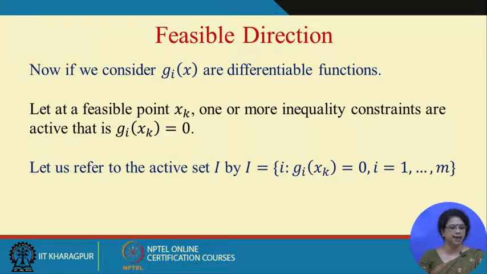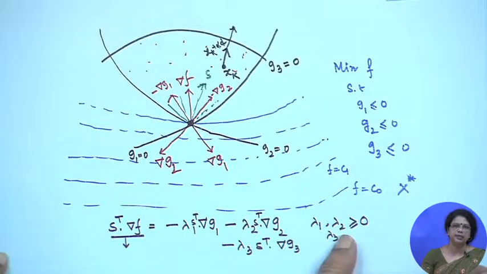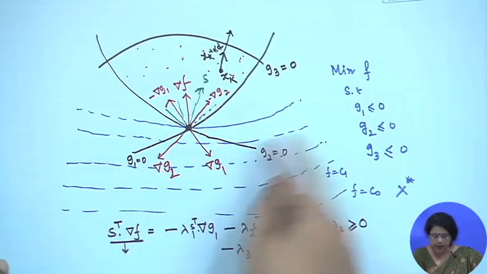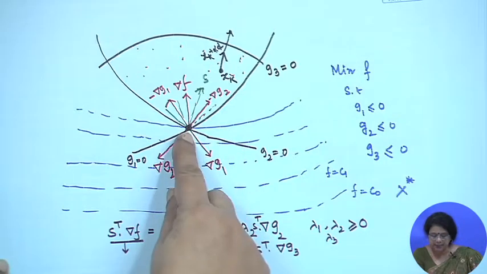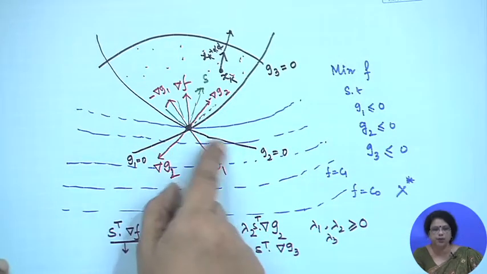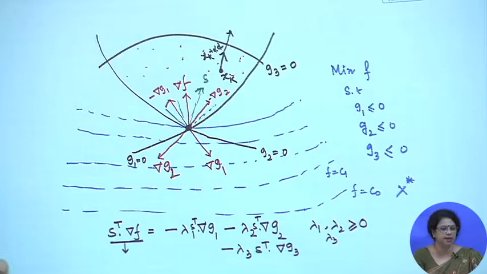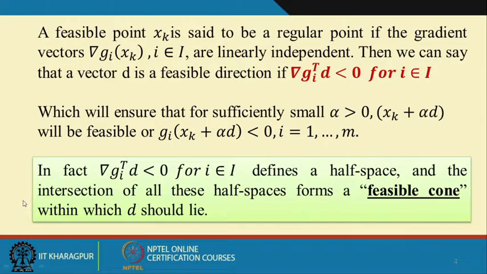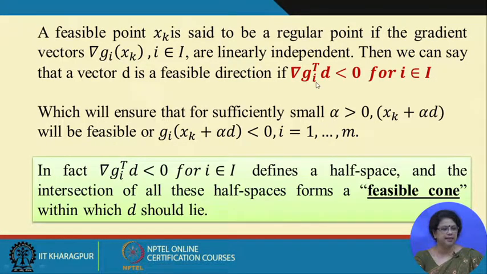That is why if I consider a group of active constraints, as I showed you in the example here, the active constraints are G1 and G2; G3 is not an active constraint. Okay? So at the optimal point G1 equals 0 and G2 equals 0, and only these are the active constraints. Now, if d is the feasible direction, then grad Gi transpose dot d must be less than 0, where i is in the group of active constraints.